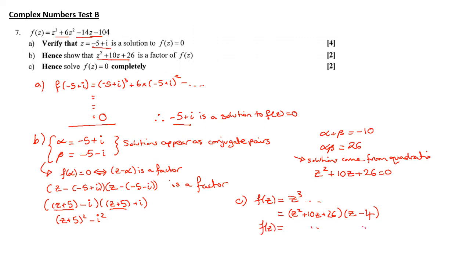and we want to solve f(z) equals 0, so that equals 0 when either of those brackets is 0. So I'll get my solution from there, or I get my solution from that quadratic, which from parts A and B were those.